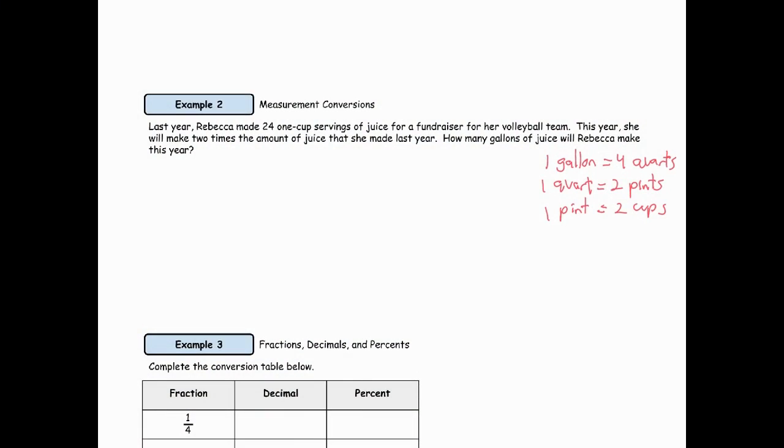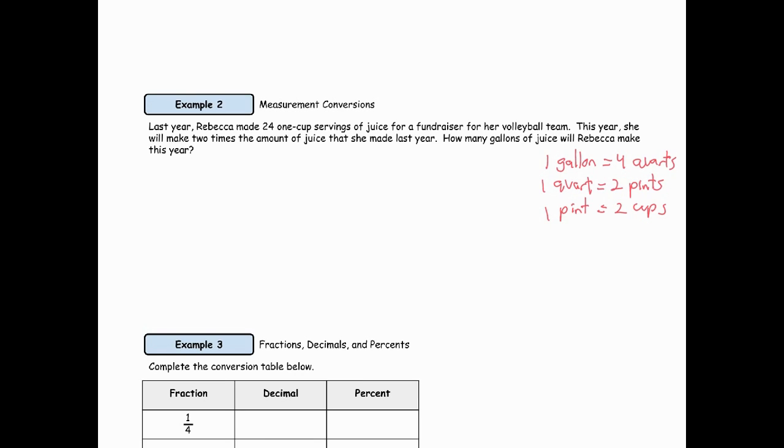Example 2 with measurement conversions. Last year, Rebecca made 24 1-cup servings of juice for a fundraiser for her volleyball team. This year, she will make 2 times the amount of juice that she made last year. How many gallons of juice will Rebecca make this year?